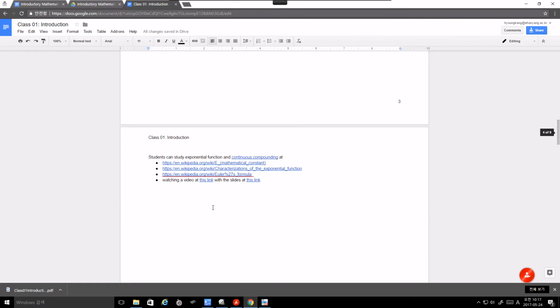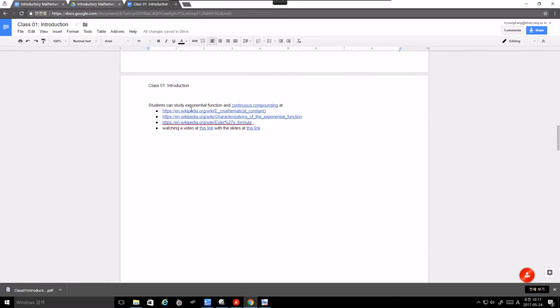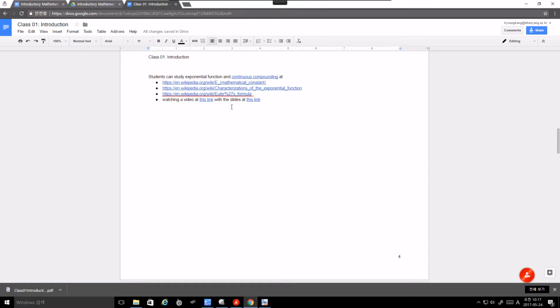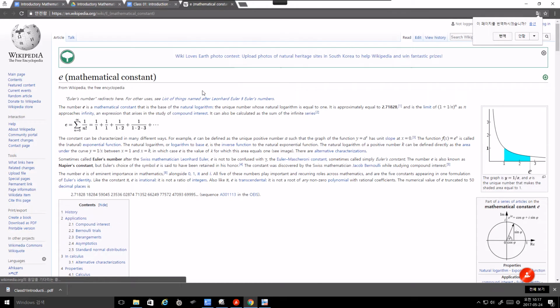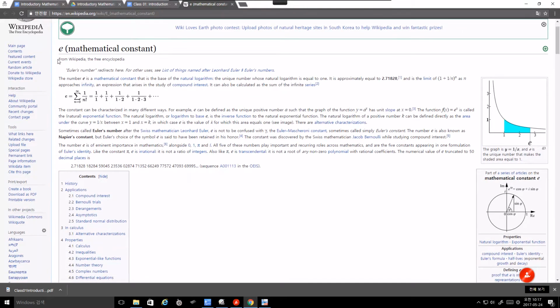And third. Now student can study, first topic is exponential function. So student can study exponential function and continuous compounding at those links. So let me go to the very first one. E, mathematical constant. This is the first topic for this class. E, mathematical constant. E is also called Euler's constant.